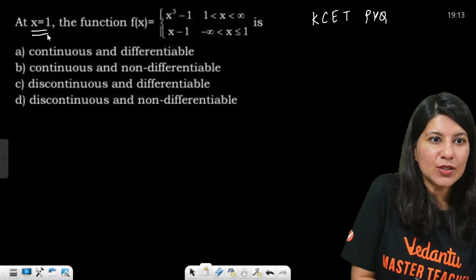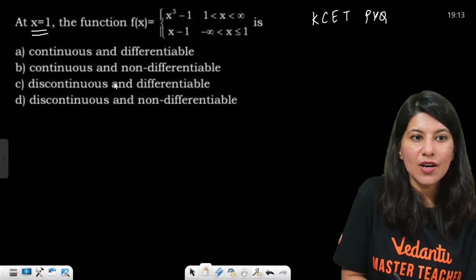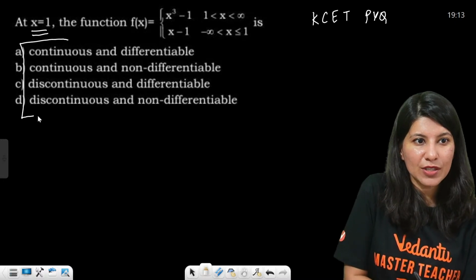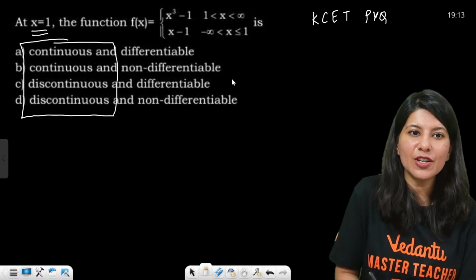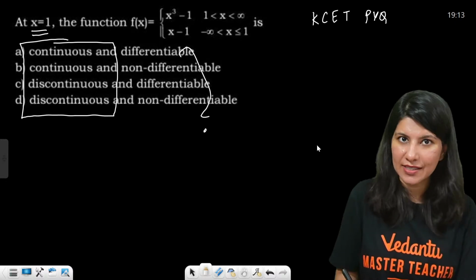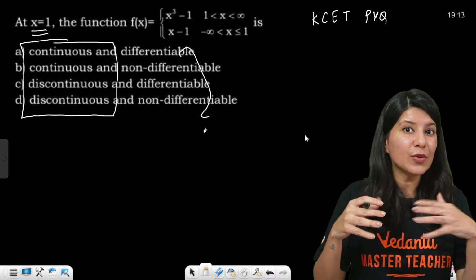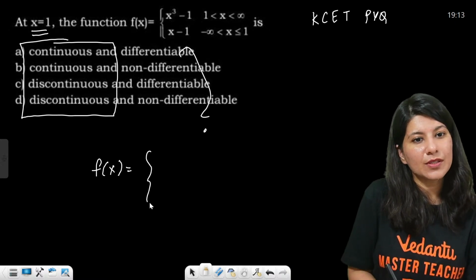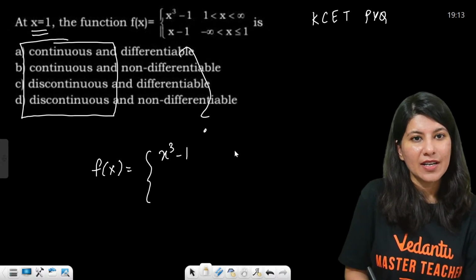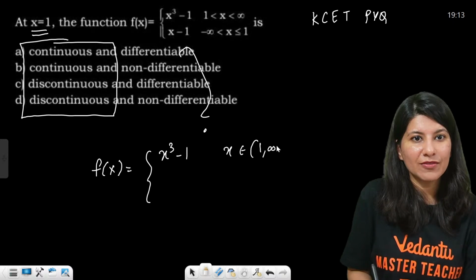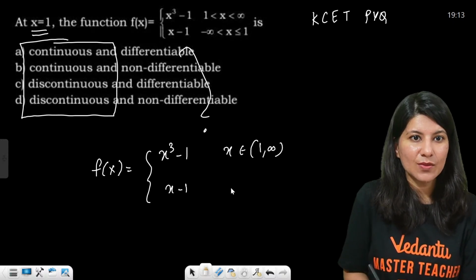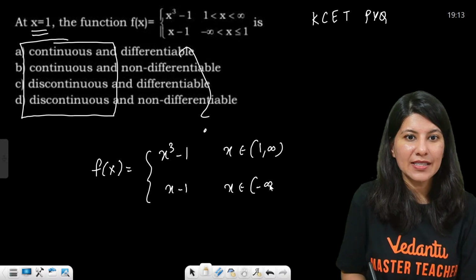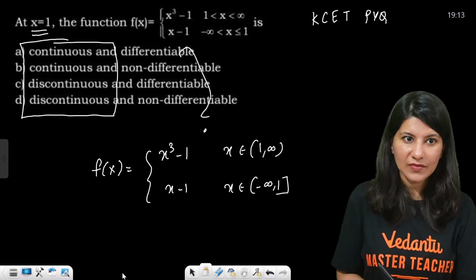So at x equals 1, is the function continuous or discontinuous? We will only focus on this part because differentiability we are going to do in the next session, correct? So the question we are going to complete in the next session. Okay, so f(x) is equal to x cube minus 1, where x is from 1 to infinity, and x minus 1 when x is from minus infinity to 1, correct?